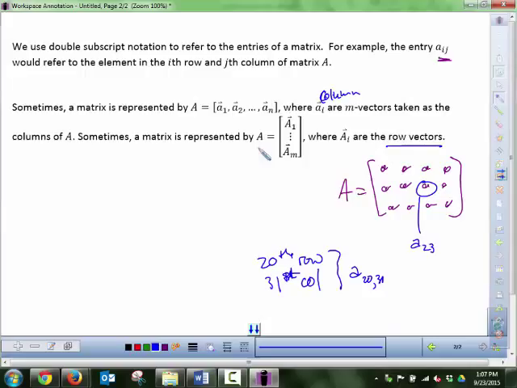And when we're dealing with matrices, sometimes we're interested in identifying, singling out one column or singling out one row. And when we do that, this is how we're going to identify it, as a column vector or row vector.